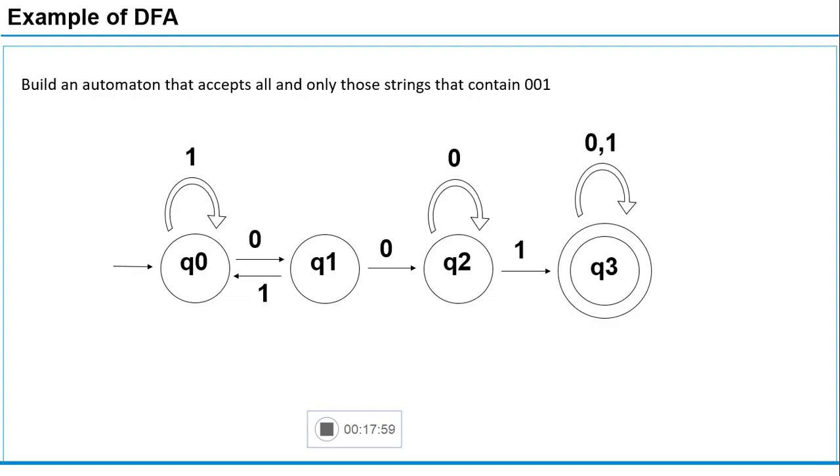After that, it is going to have a substring of 0, 0, 1. So after that I can read any type of strings. So I have a self loop. The self loop is going to have 0 slash 1, or you can also mention it as 0 comma 1. So this is another example for the DFA.